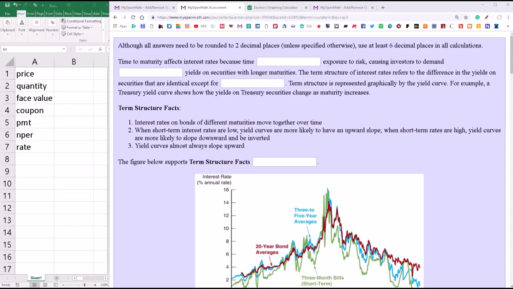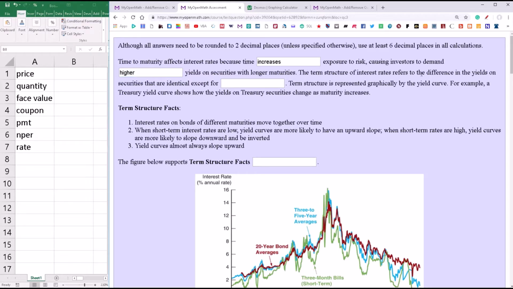Of homework 3C, we're going to look at term structures. Time to maturity affects interest rates because time increases. The longer the security is into the future, it increases our exposure to risk. So this first blank is increases, causing investors to demand higher yields on securities with longer maturities.